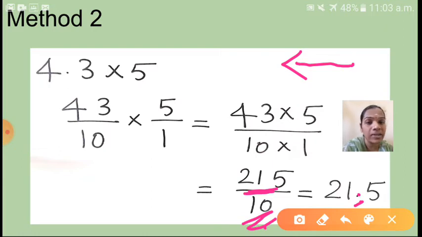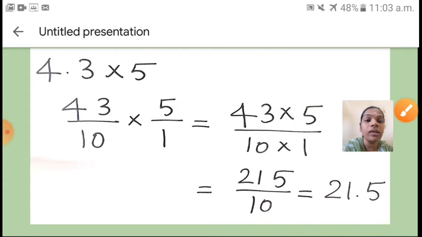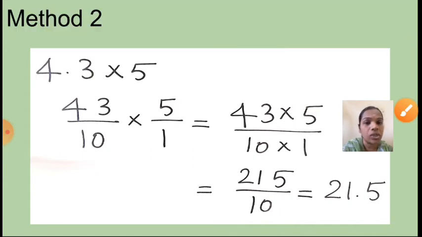Okay children, shall we go to the next one? So here I have taught two methods. Children, whichever method is easy for you, you can follow that method. Shall I go to the next now? Yes, next we will solve exercise questions.